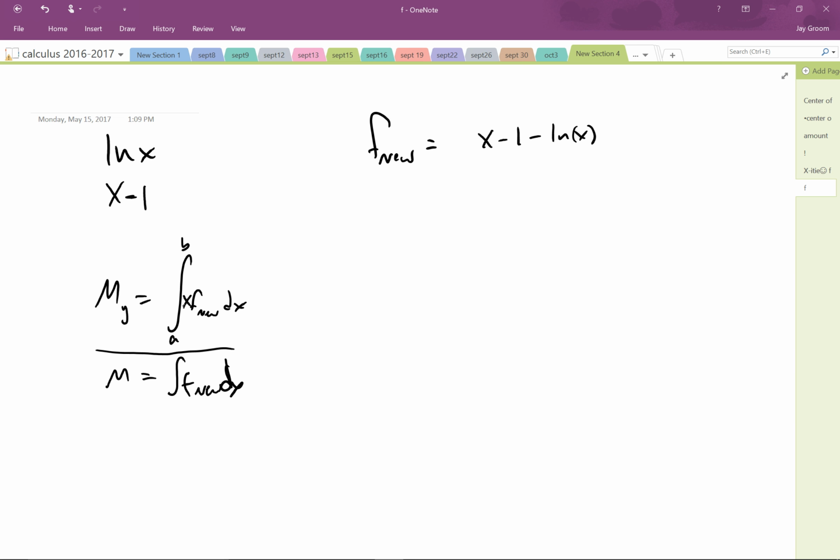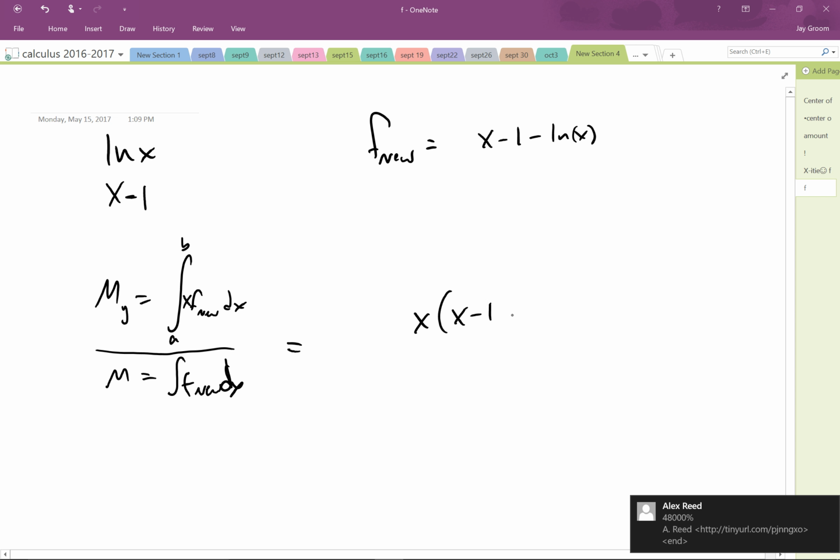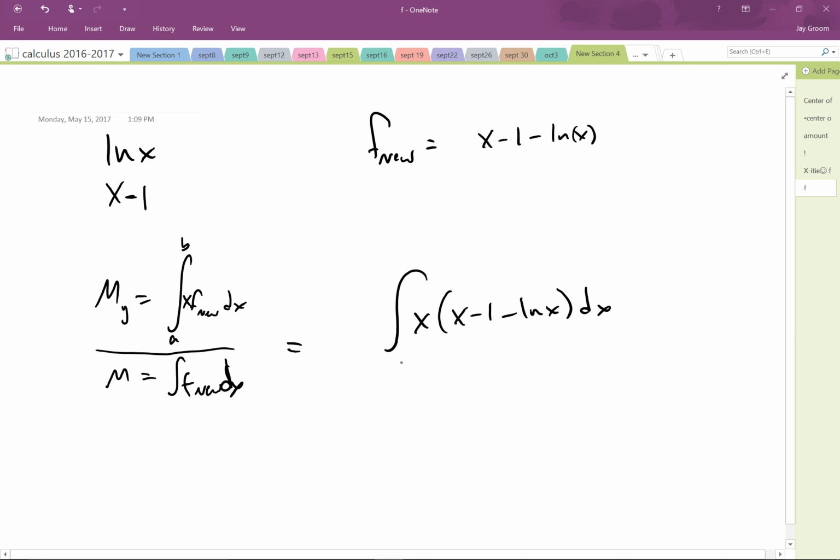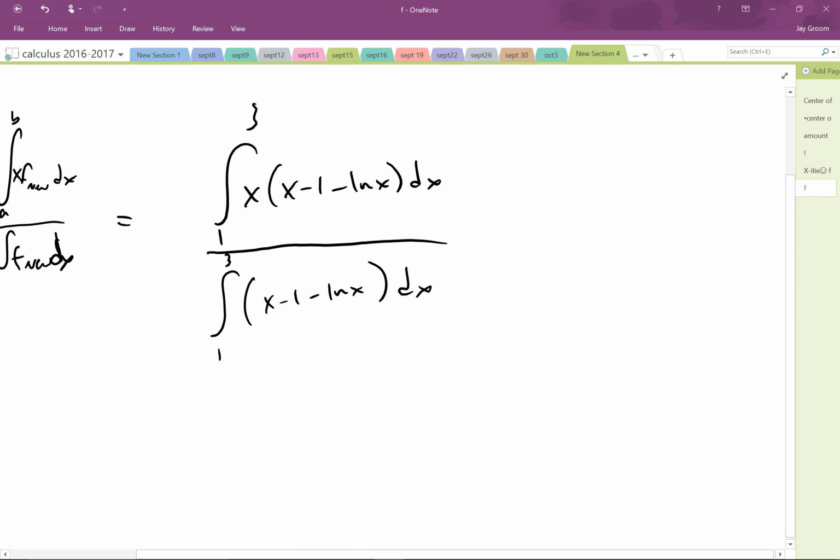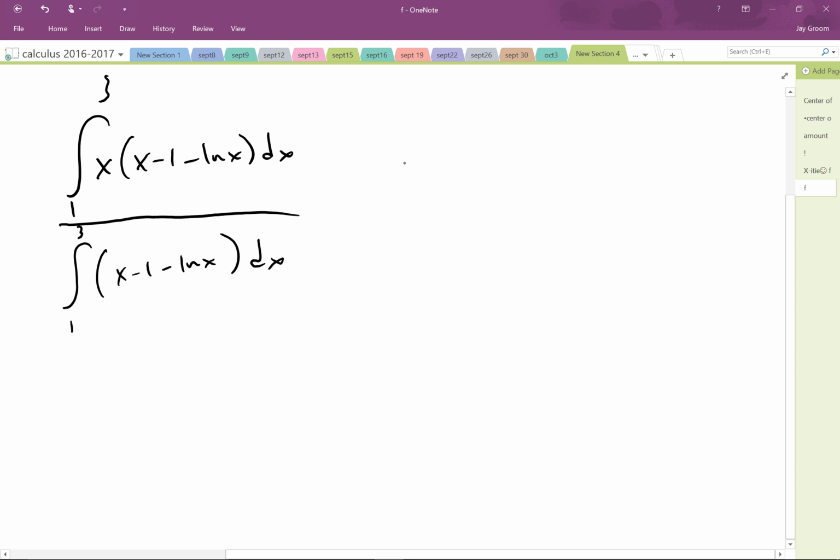Okay. So let's try it. So we know that it's going to be x times x minus 1 minus ln x dx, from 1 to 3. And then on the bottom, it's just from 1 to 3 of x minus 1 minus ln of x dx. Oh, this one's gross. So x squared minus x ln of x.